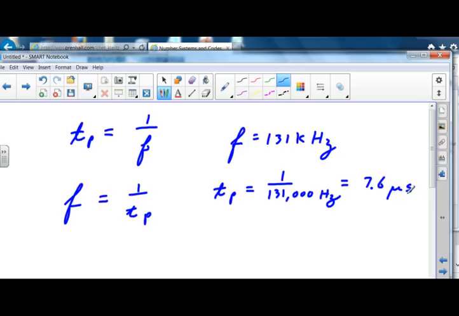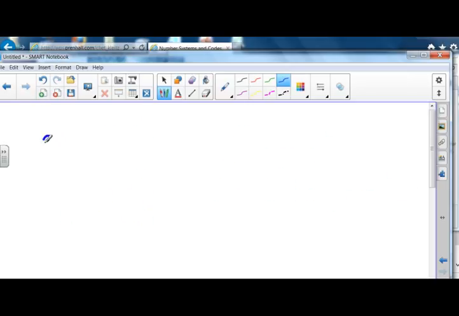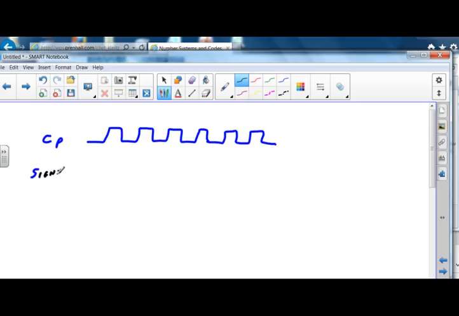Okay, so now we're on page 32, if anybody cares. And we have some serial representation of something being sent. So I've got some clock pulse, and it's going up and down, up and down, up and down. And it is very even. And then I've got some signal that is being sent. And it looks like that.